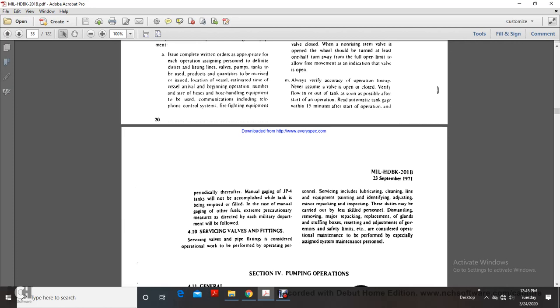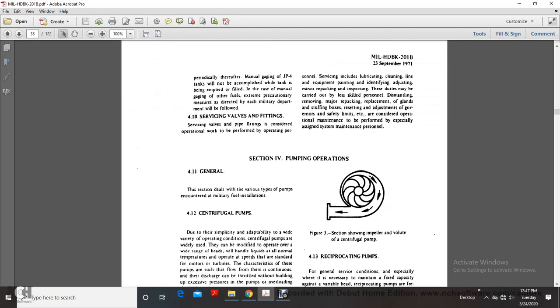4.10, Servicing valves and fittings. Servicing of valves and pipe fittings is considered operational work to be performed by operating personnel. It includes lubricating, cleaning, lining up equipment, painting and identifying, adjusting, minor packing, repacking, and inspection. These duties must be carried out by less skilled personnel. Dismantling, major repacking, replacement of gland stuffing, resetting and adjusting governors and safety limits are considered operational maintenance, to be performed by personnel specially assigned to system maintenance.